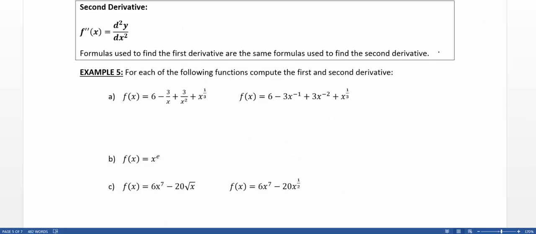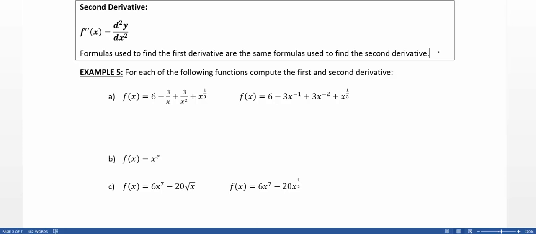The second derivative. So recall that the second derivative is the derivative of the first derivative, which we write as f double prime of x, or d squared y over dx squared if we're using Leibniz notation. Turns out that the formulas can be used the same way to find the second derivative as we use to find the first derivative, which means that if we have the first derivative of a function, we can apply the formulas again to find the second derivative.